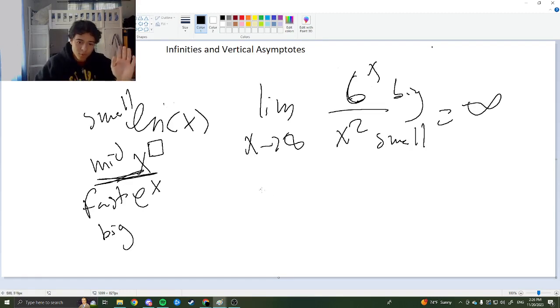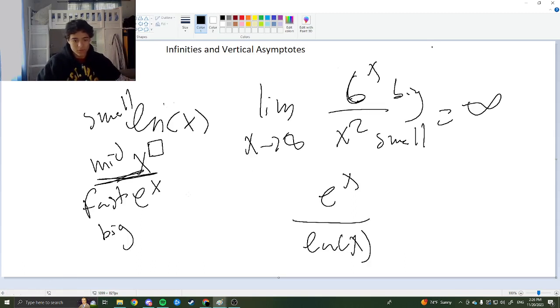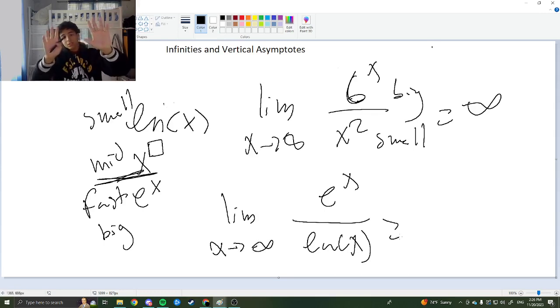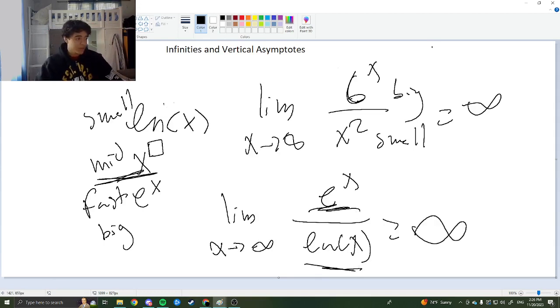Okay, one more. We'll go e to the power of x over ln x. The limit when x is approaching infinity. Take a guess. I'll give you a hint. This one's pretty big. This one's pretty small. But if you guess infinity, you're right. Congrats. But yes, this is what you need to know. You need to know that small, big, really big. Yeah, you don't use it that much, but it's just good stuff to know.